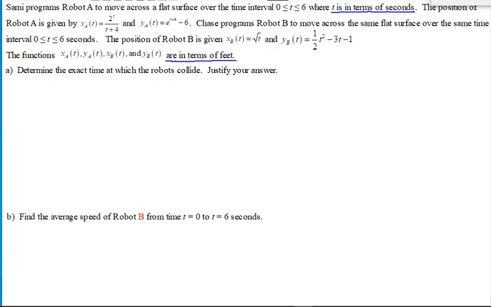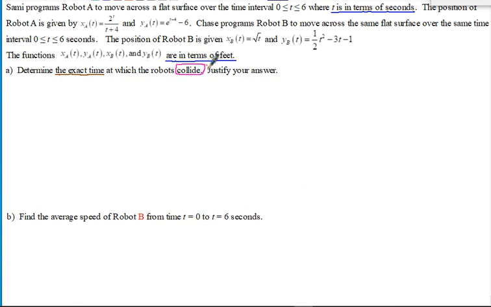So we're going to look at an applied parametric problem. And notice we're moving in 2 dimensions here because we've got the x and y coordinate on this flat surface. And part A says determine the exact time at which the robots collide. And justify your answer.